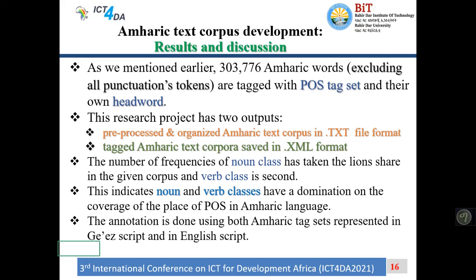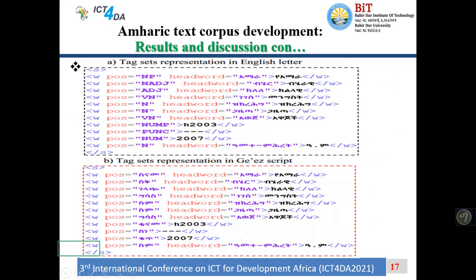Noun and verb classes have taken the lion's share in the number of frequencies among the given corpus. This indicates noun and verb classes dominate the coverage of parts of speech in the Amharic language. The annotation is done using both Amharic tag sets represented in English script and in Amharic script. As you can see here, tag sets represented in English letters and tag sets represented in Amharic script.